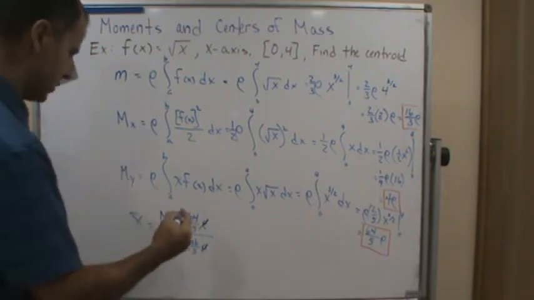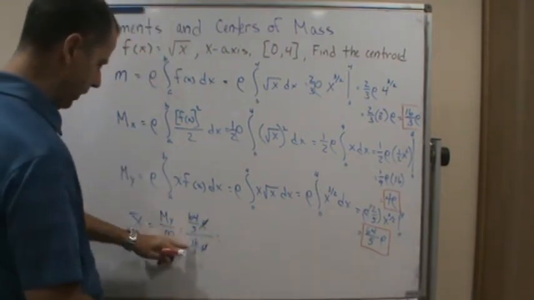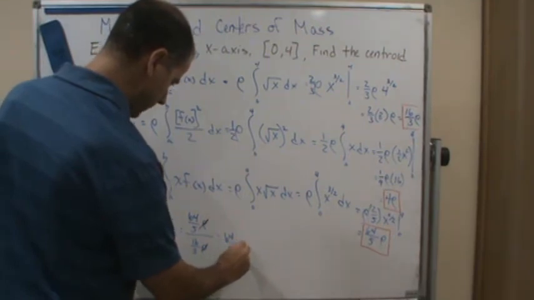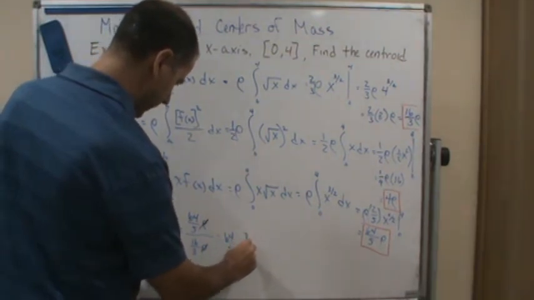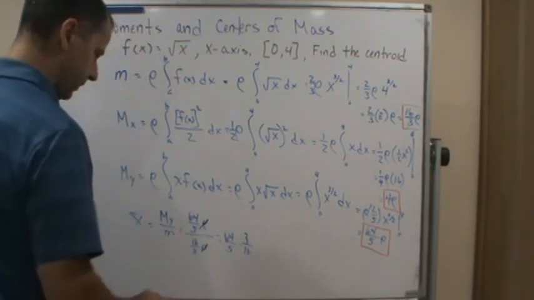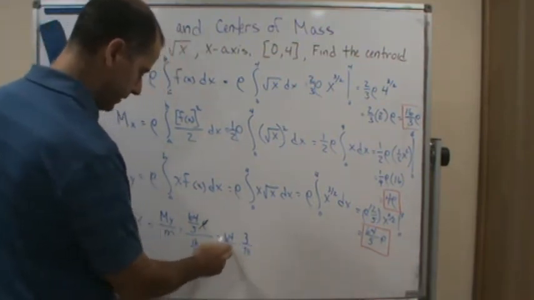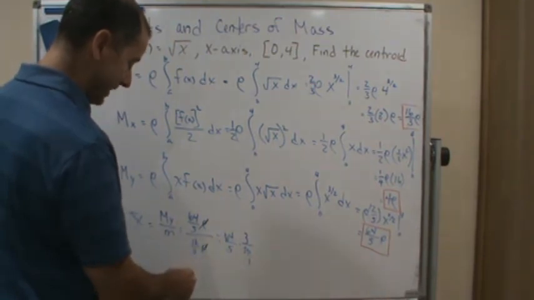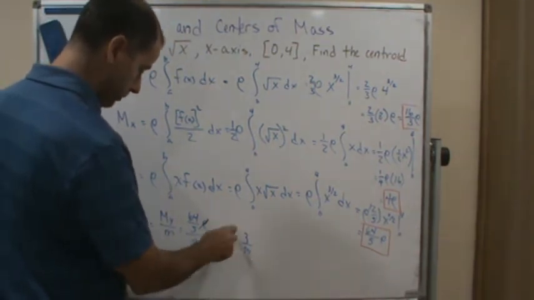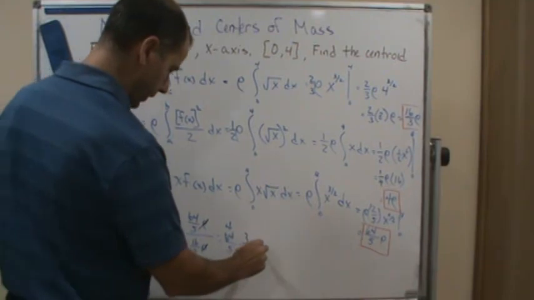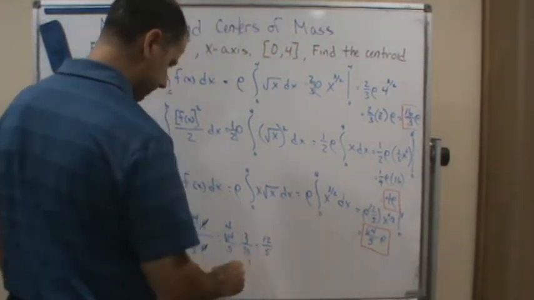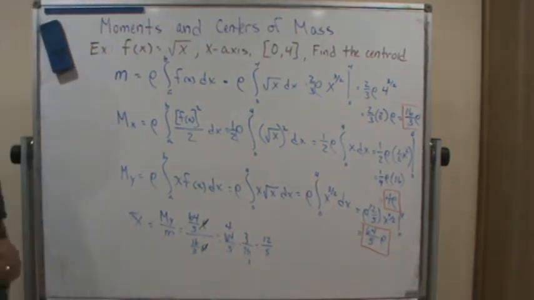And so now this just becomes what? Well, I'm going to write this as a multiplication, so this is going to be 64/5 times 3/16. Well, 16 divides 64, so this becomes 1, and 64 divided by 16 is 4. And so this becomes 12 fifths. Okay?